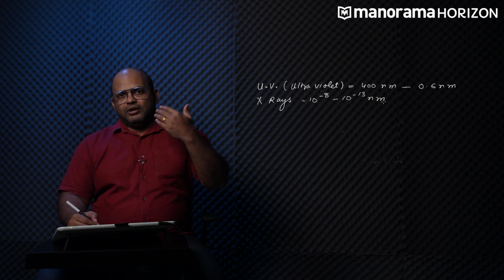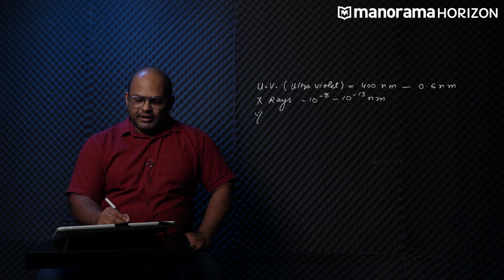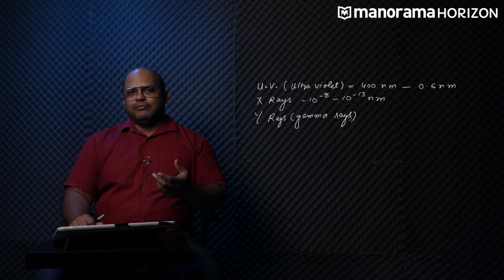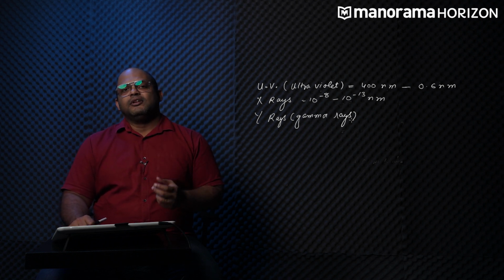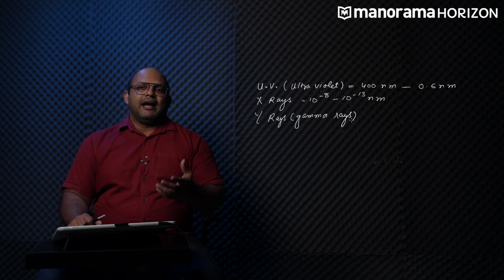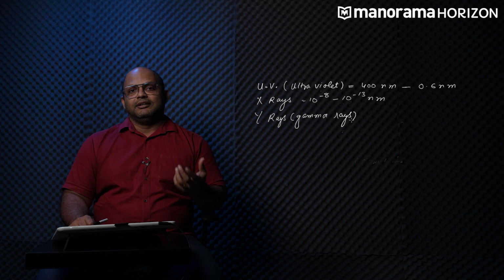Once we go beyond the X-ray range, now we enter a new region known as the gamma region. These are known as gamma rays. Gamma rays can only be produced by extremely high energy nuclear reactions. They have extreme penetration power. They can travel through several feet of lead, and they have extremely bad effects on human tissue. They can cause radiation poisoning and even death.